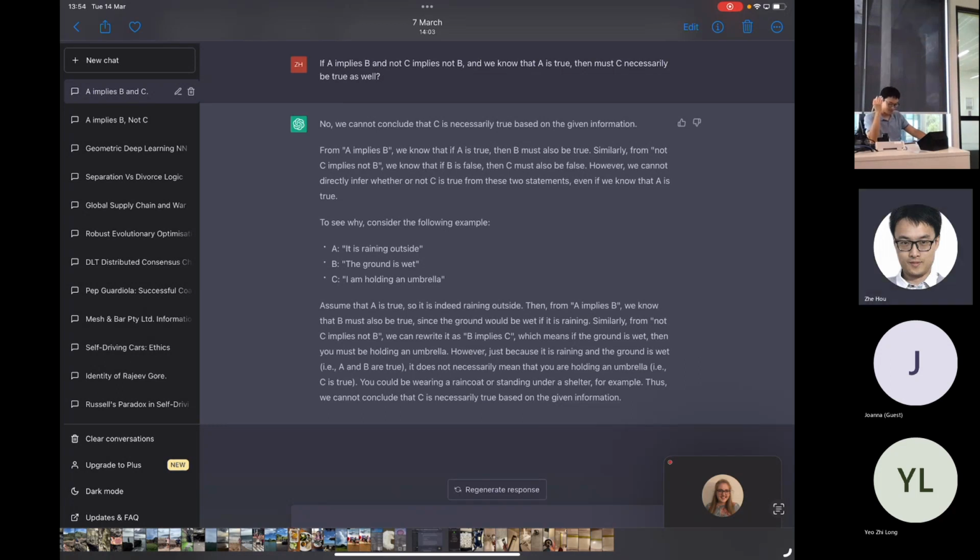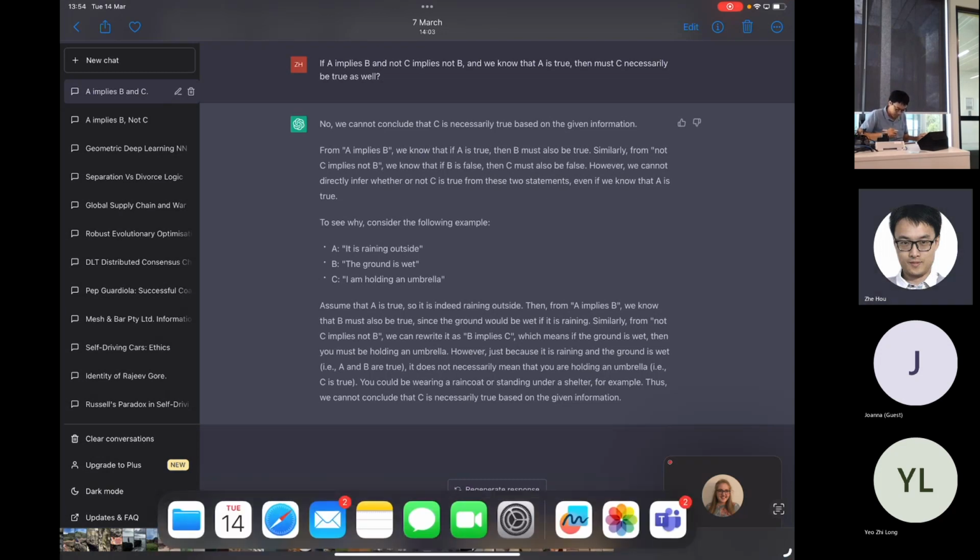And can we say C is true? And ChatGPT said, no, it's not necessarily true. And then it gives you a bunch of explanations. Now, I'm not going to read into details of what it explains, because once you try to read it, you may get confused and actually think, oh, it makes sense. But let's look at the question.